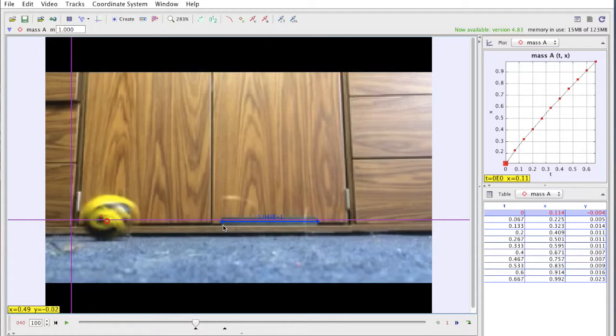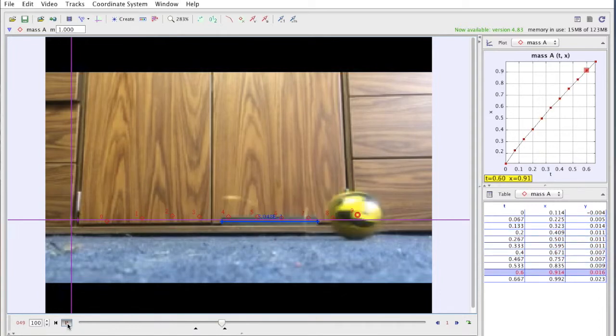And for a length reference, there is a 0.3048 meter long ruler right here on the screen. As you can see over here, the time is tracked for each position. Time begins at 0 seconds and ends at 0.667 seconds. Also, the ball's positive x position is tracked here and here, and it begins at 0.114 meters and ends at 0.992 meters. And now we will watch the ball travel at a constant velocity.